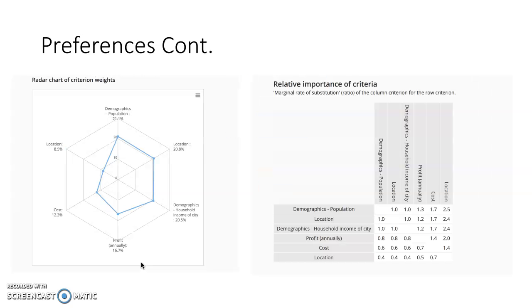We have other criteria here, so this is going to just show you a ratio breakdown, and this one right here, the marginal rate of substitution or the relative importance criteria. They are just good to have to really get a better idea of what you think is going to be the best for your restaurant.